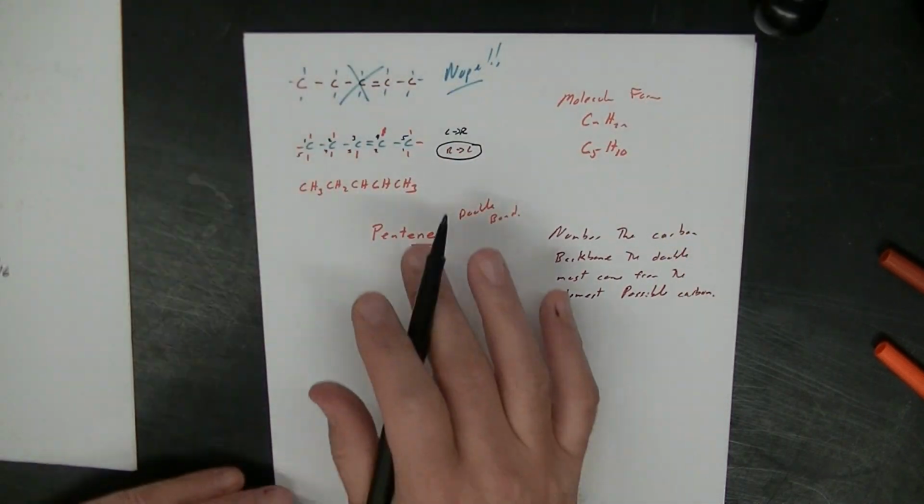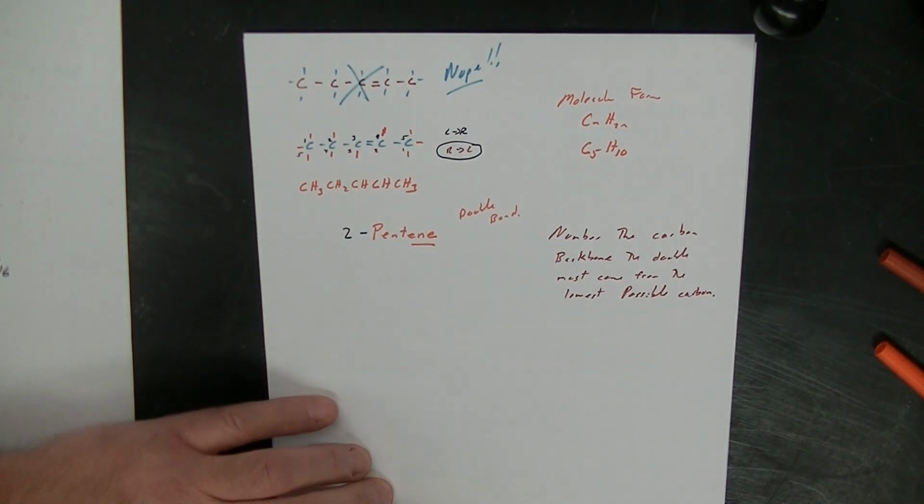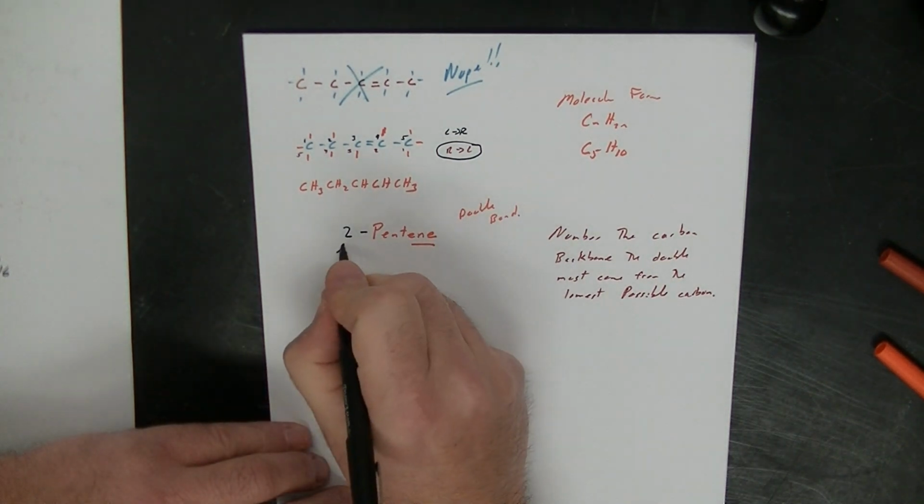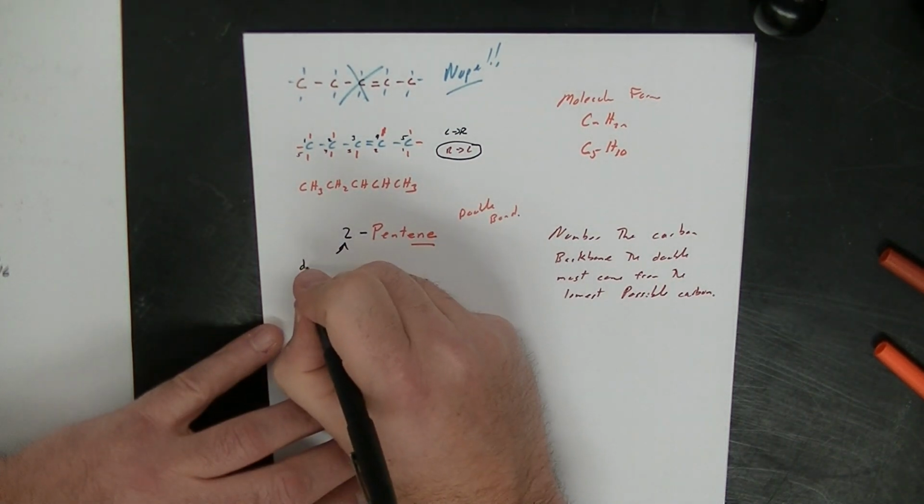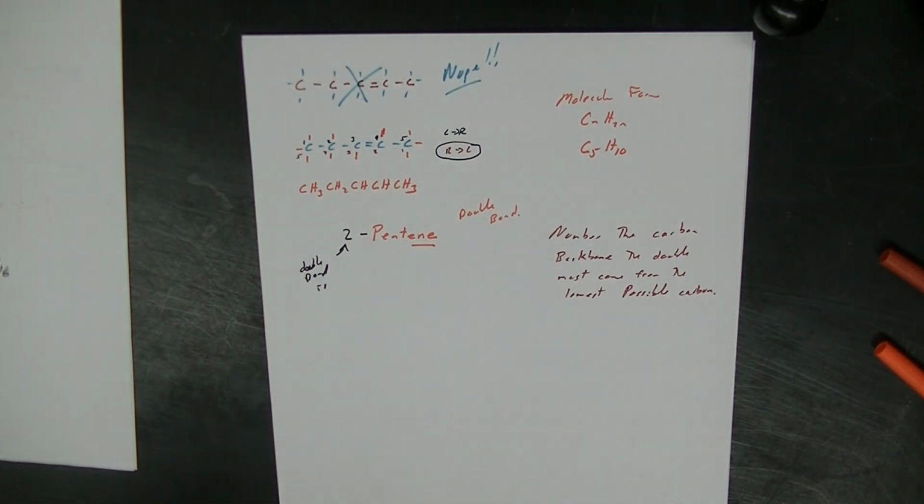So this molecule right here would be 2-pentene, and the 2 is where the double bond is. It tells me it's coming off the second carbon. All right.